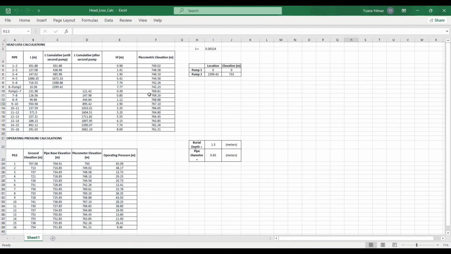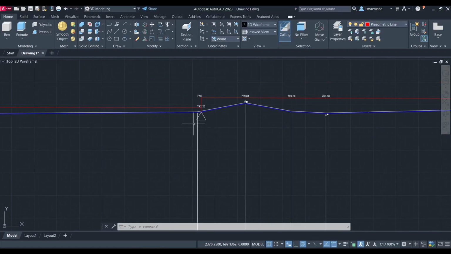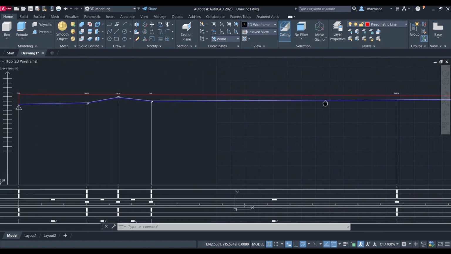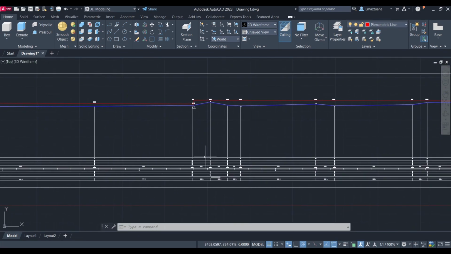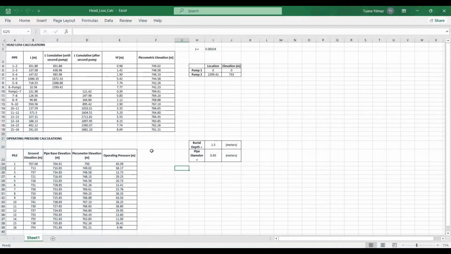In here there is an Excel file for the calculations as we did before, and we reach the piezometric elevation in here. So we draw the piezometric elevation in our AutoCAD file. And after calculating the head losses, we're going to calculate the operating pressures.